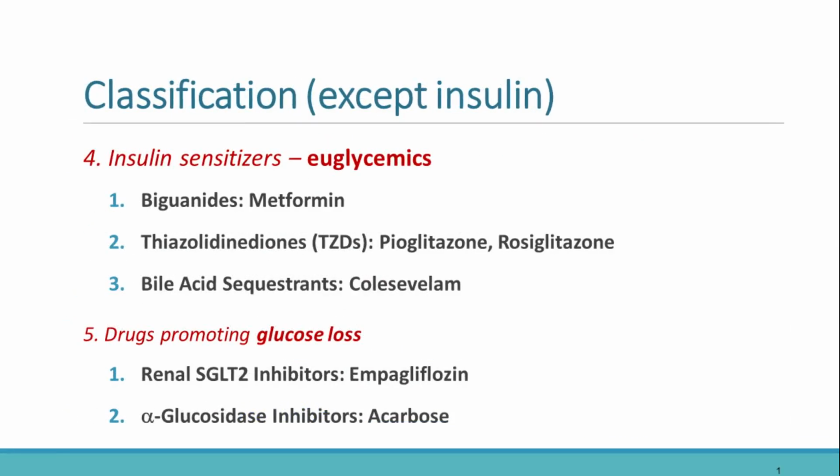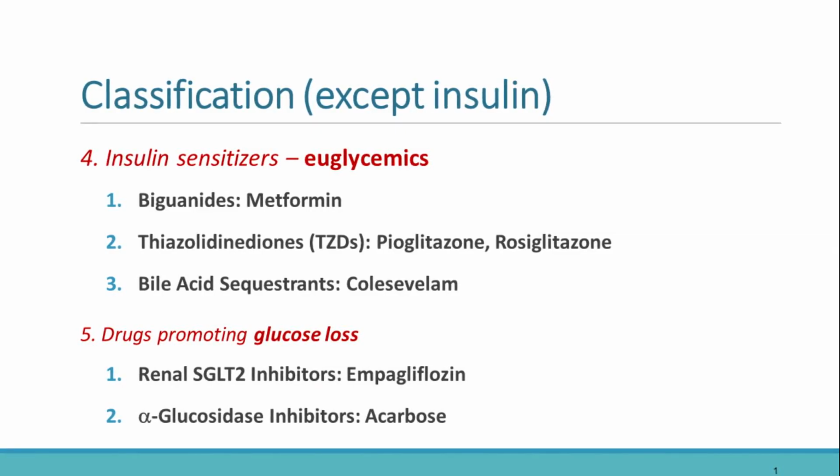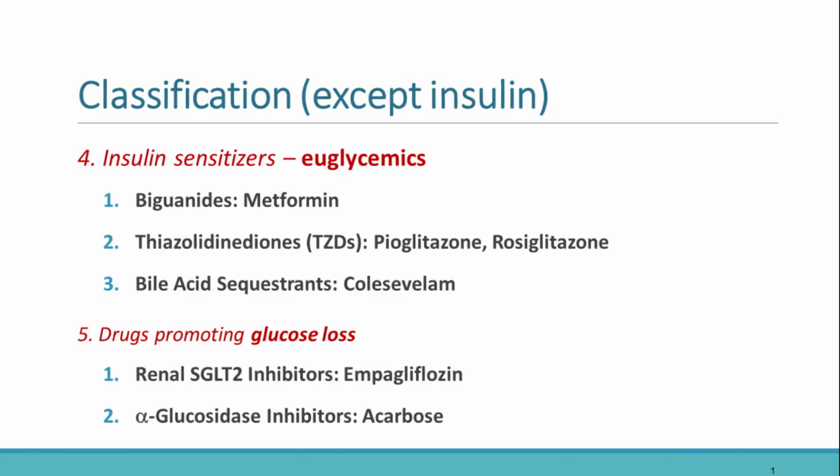More commonly, we use drugs which decrease insulin resistance but do not necessarily cause hypoglycemia. They are euglycemics and include agents that lower glucose levels by their actions on liver, muscle, and adipose tissue: biguanides and thiazolidinediones. They are usually the first drugs to be prescribed in type 2 diabetes.